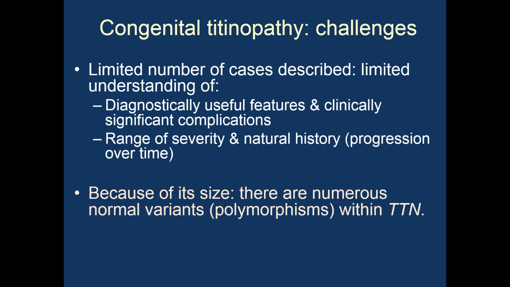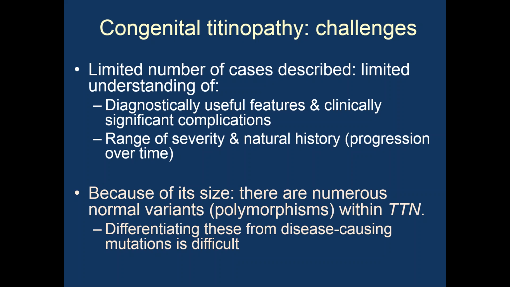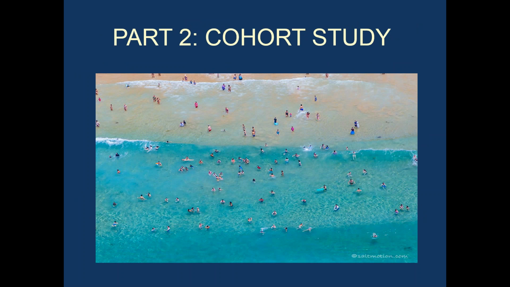And because of its absolutely enormous size, there are naturally numerous normal variants, so slight changes in the spelling of the recipes within Titin. And almost every single one of us has one or more polymorphisms within this gene. So that makes it really tricky. It's really difficult to differentiate between true disease-causing mutations and just normal variations in the spelling of this particular gene. So that was the start of our cohort study.